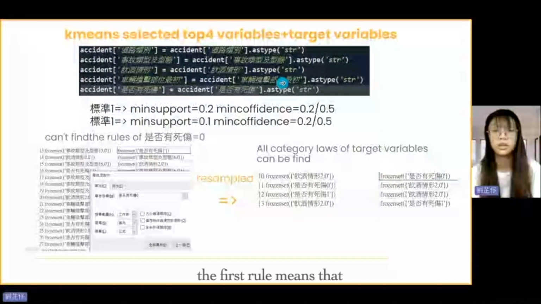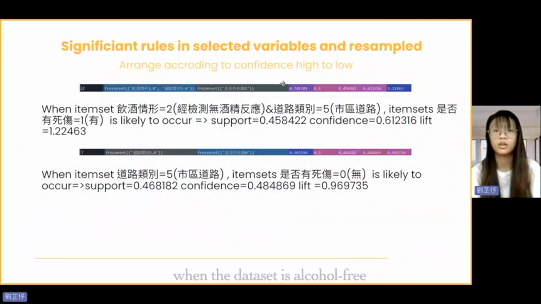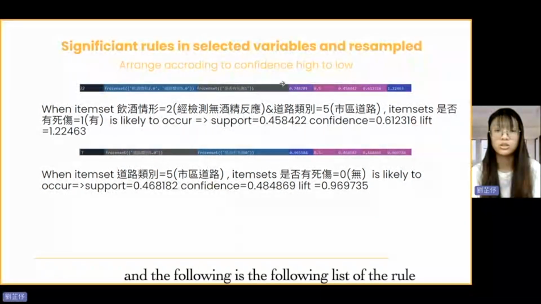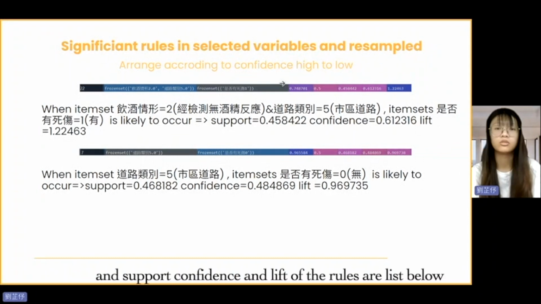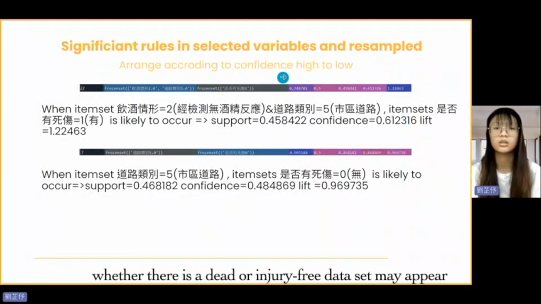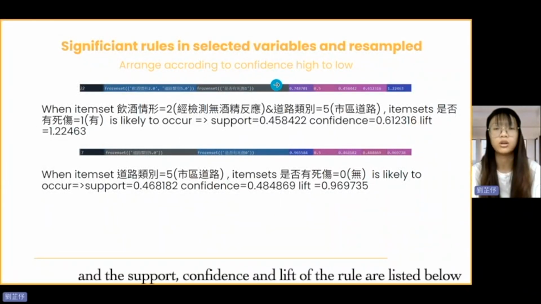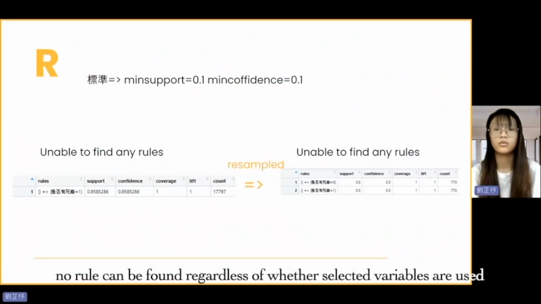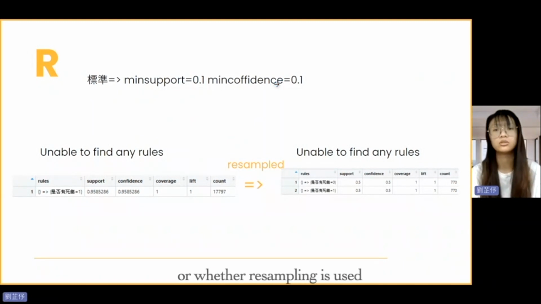The first rule means that when the dataset is alcohol-free and the road category is urban road, whether there is a death or injury dataset may appear. And the support, confidence and lift of the rule are listed below. The second rule is that only when the dataset road category is urban road, whether there is a death or injury-free dataset may appear, and the support, confidence and lift of the rule are listed below. In R, no rule can be found regardless of whether selected variables are used or whether resampling is used.